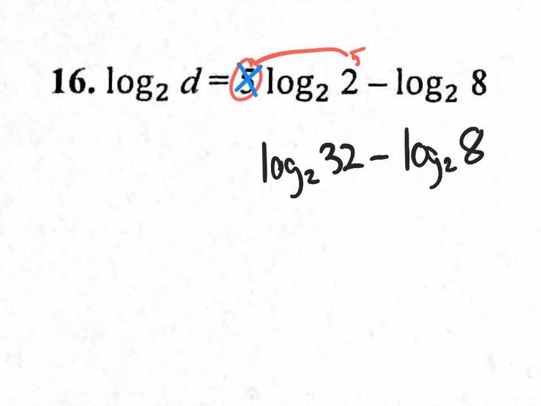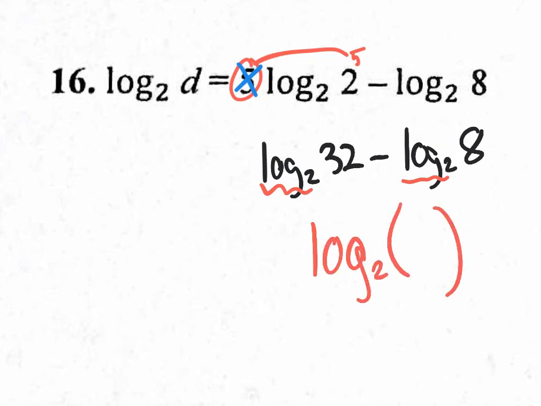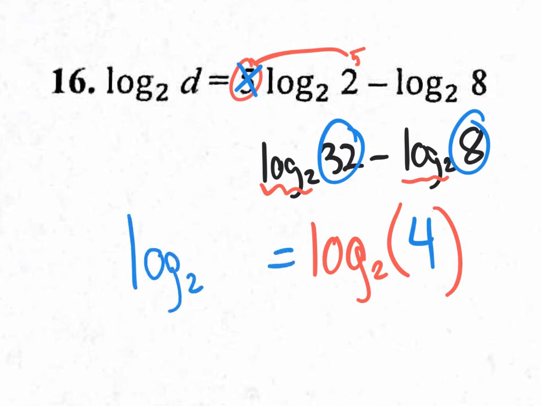So what am I going to apply next? What property will I apply next? Quotient. Log base 2 here, log base 2 there. Let's make it one single log base 2. And it's going to be of something divided by something. It's that 32 divided by 8. Wait a minute. What is 32 divided by 8? Might as well just change that to a 4, huh? So you really have log base 2 of 4 equals log base 2 of d.